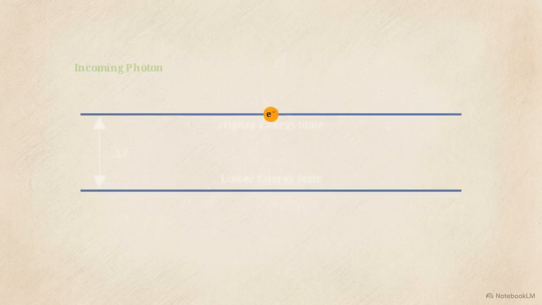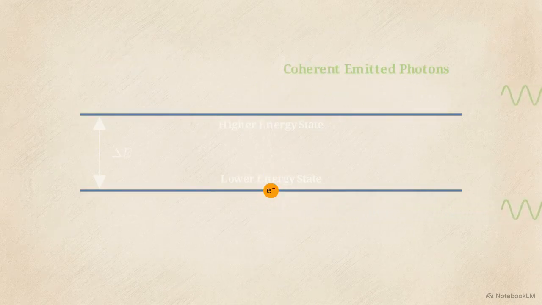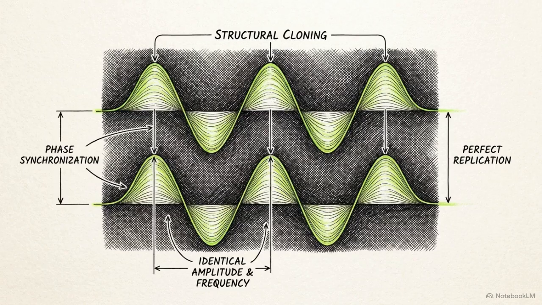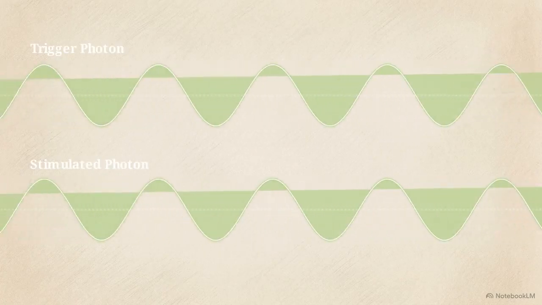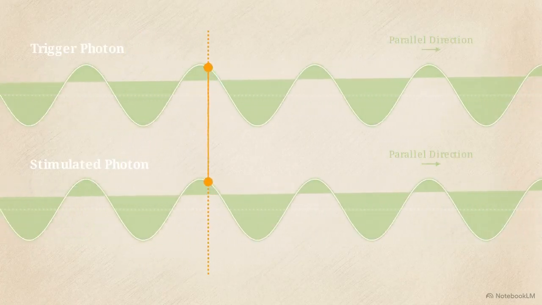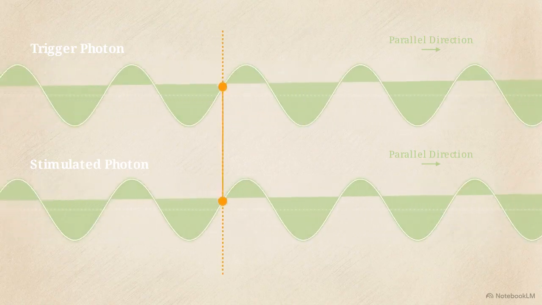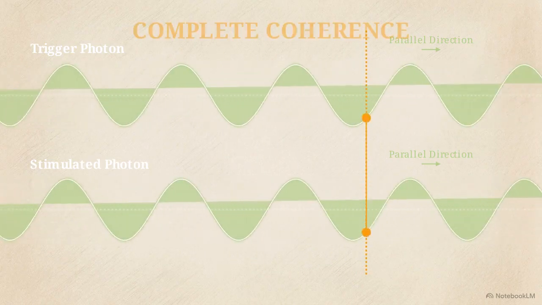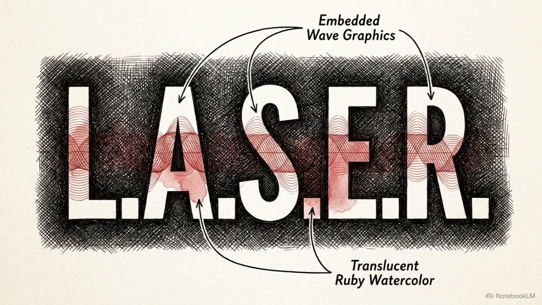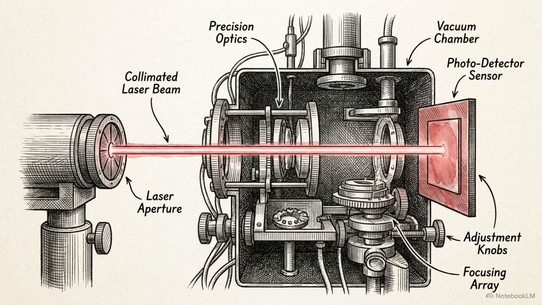The incoming photon survives the collision, and the dropping electron ejects a second photon directly alongside it. These two outgoing waves are perfect clones, completely identical in their physical wavelength. Because the original wave forced the interaction, both photons share the exact same phase and travel parallel in the exact same direction. They exhibit complete coherence. In physics, this process stands for light amplification by stimulated emission of radiation. This synchronized generation of identical photons provides the extreme directional focus that defines laser light.